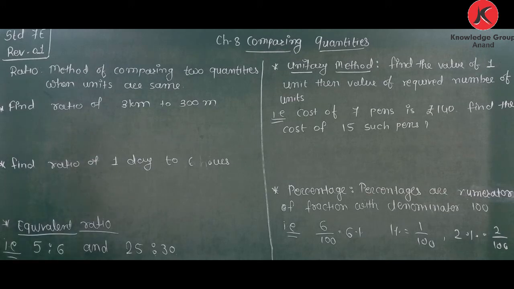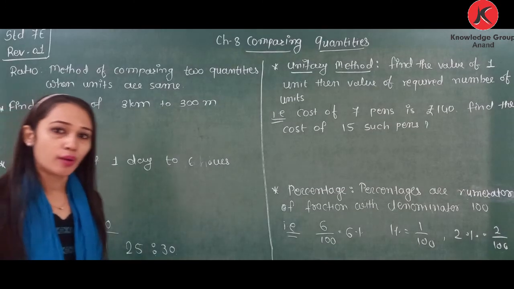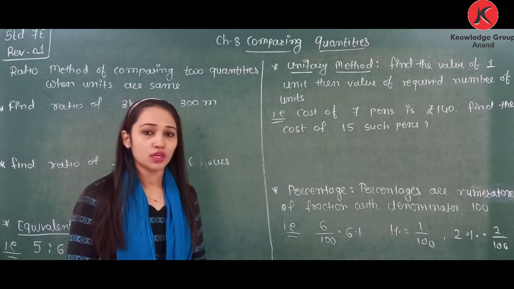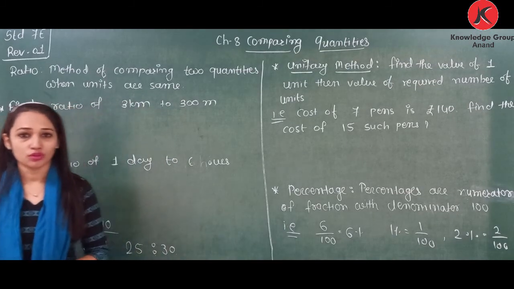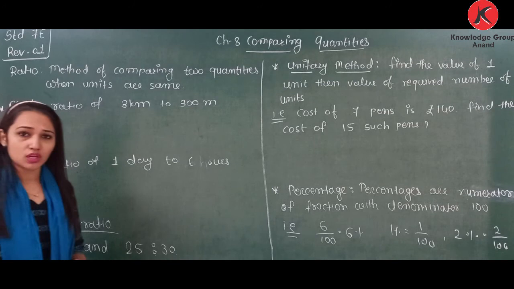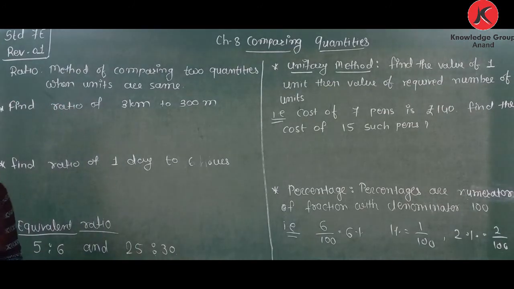In the starting of our chapter, we learned why we use comparing quantity to compare two values. You can compare heights, you can compare marks. You can compare the speed of a car or anything. That's why we are comparing different quantities, and that's why we need to learn the different methods of comparing quantities.